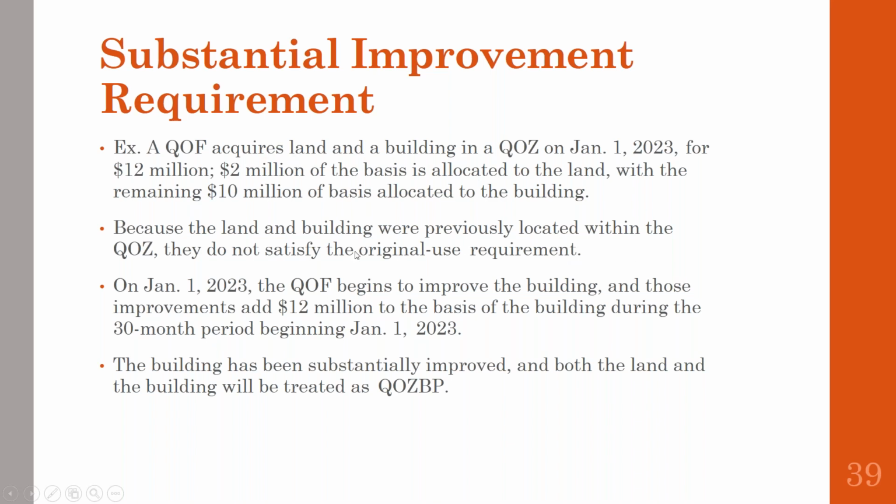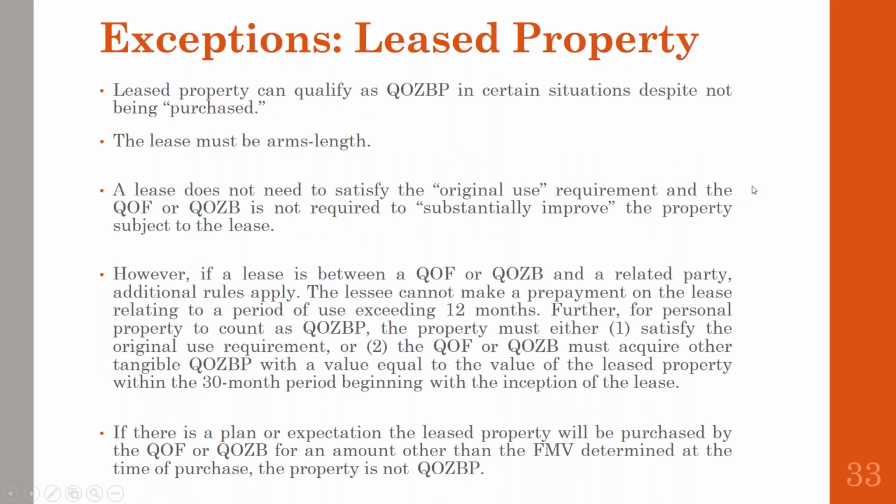They were previously located in the QOZ. They don't satisfy the original use. And then if we say that they begin to improve the building, and during the 30-month period, they add 12 million of improvements to the basis of the building, then they're obviously not going to have an issue because the entire amount of the basis doubled.